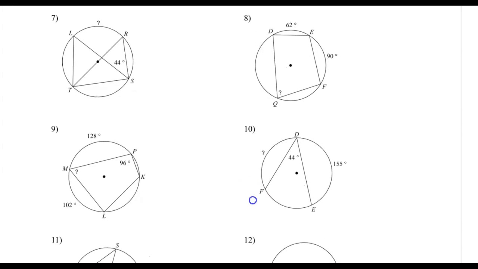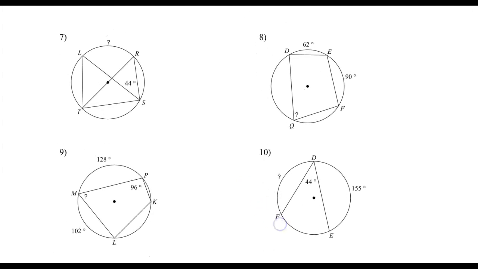So looking at these problems, we discussed them in class. It might be easier to trace the angle so we can see some things. I'm going to trace the 44 degrees and ignore all the other lines. And then if you look at this picture, you might see that that arc is 44 degrees times 2, which is 88 degrees.